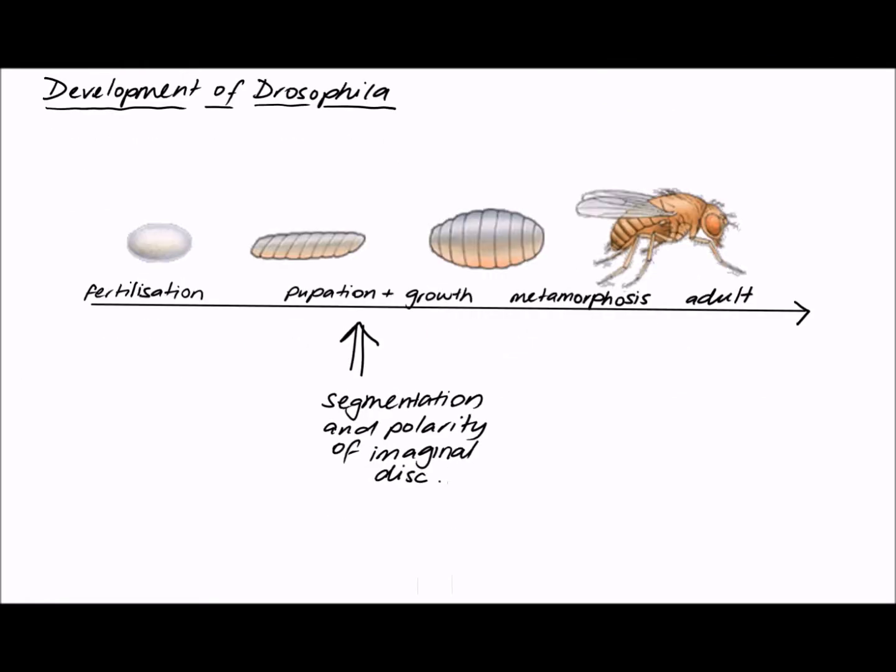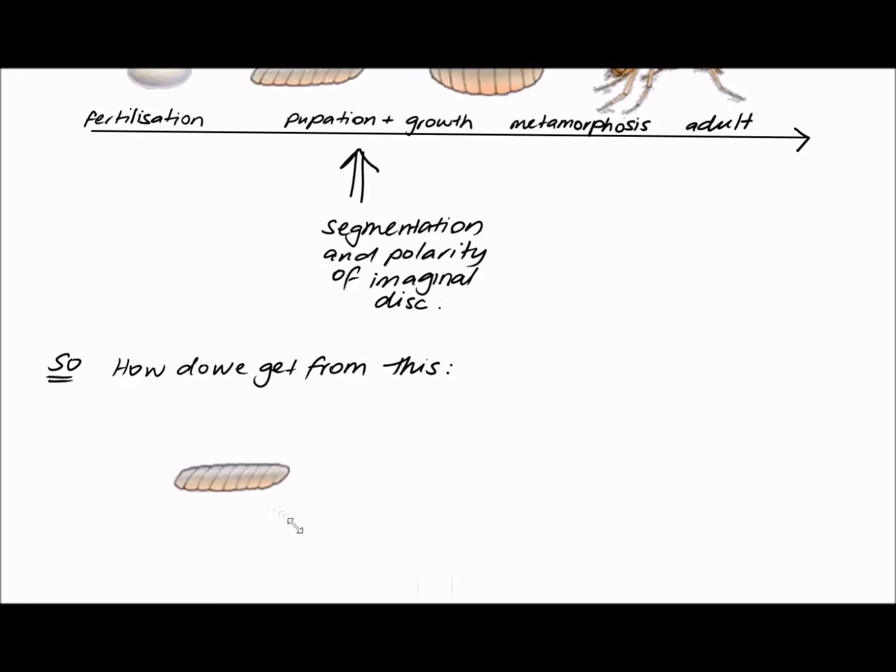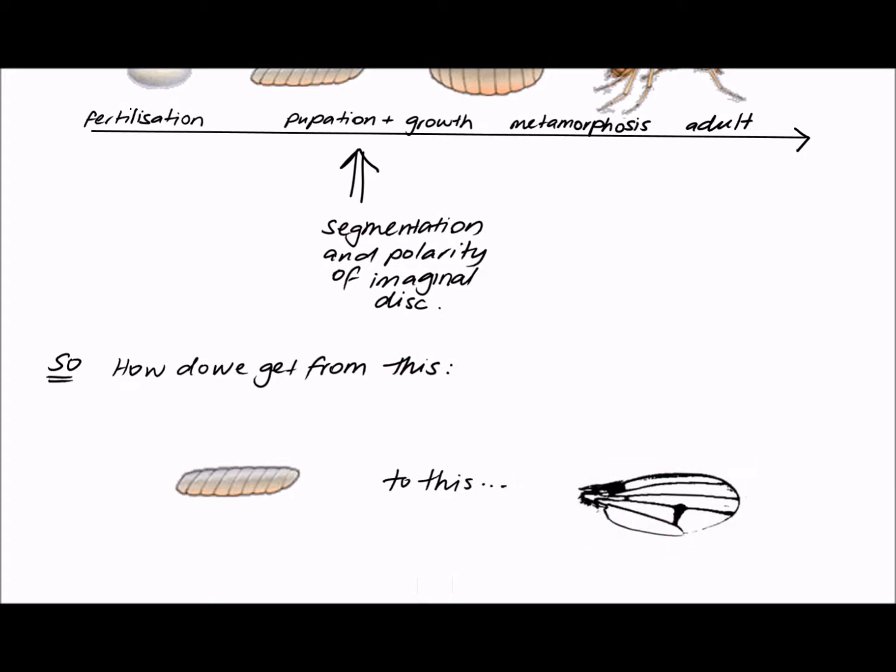Imaginal disc. Right, so how do we get from this to this? So from the imaginal disc stage to the wing stage. I don't know what you're going to talk about, but just write something. Morphogens. That's quite a crudely drawn imaginal disc.